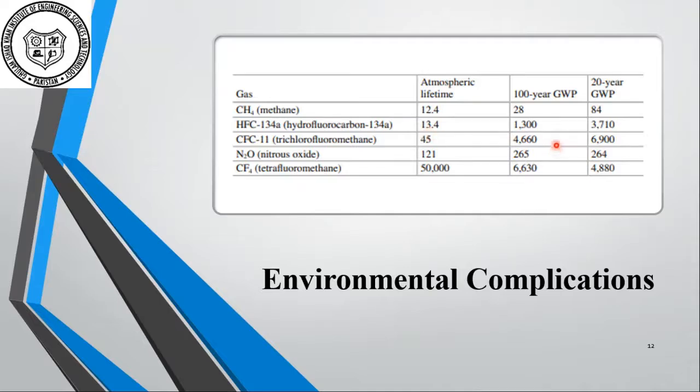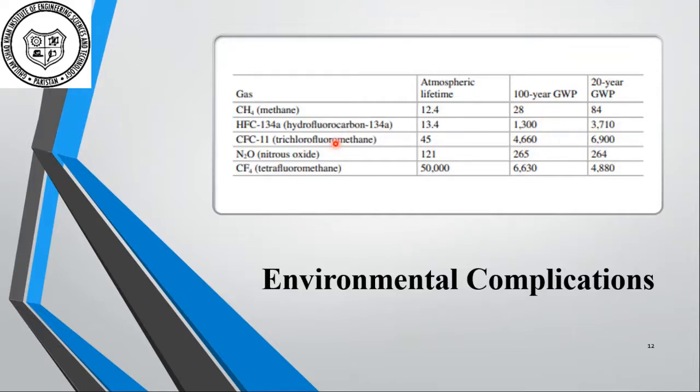And over 100 years, the global warming potential, the potential warmth or the potential amount of energy this can absorb and release over a period of 100 years, is somewhere around 1300. And similarly, within the first 20 years, it is more environmentally damaging.